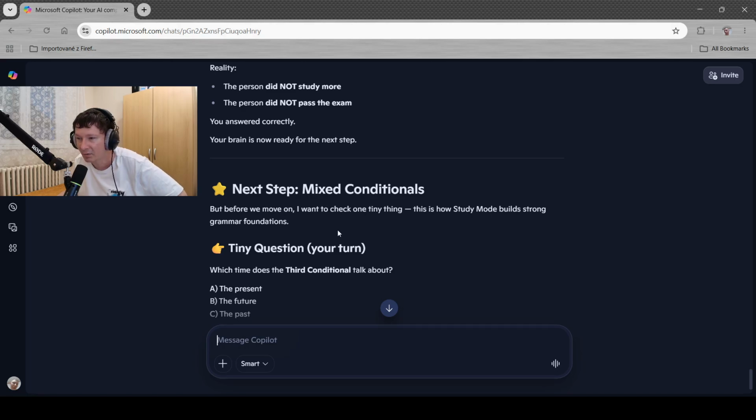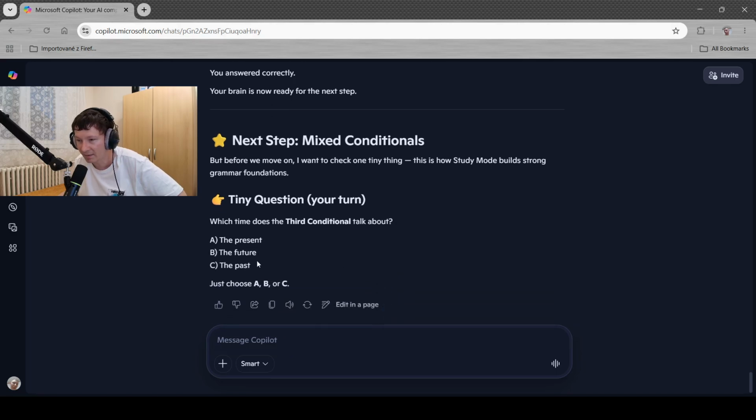Next step is mixed conditionals. But before we move on, I want to check one tiny thing. This is how study mode builds strong grammar foundations. Tiny question, your turn. Which time does the third conditional talk about? The past. This is easy. Yes, of course, it's past.